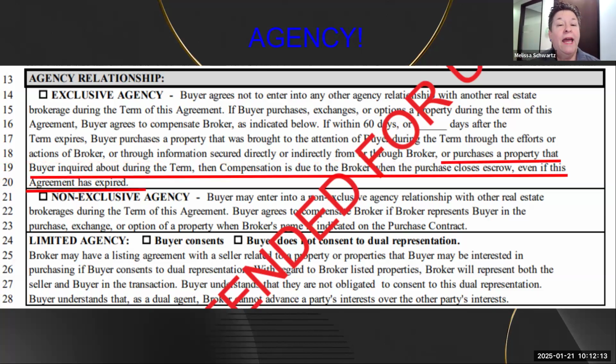It's the top part. Oh, hey, under exclusive agency, I thought this was an interesting change. Or purchase a property that buyer inquired about during the term. Inquire. Wow. So who is that going to put the responsibility on to know if they inquired about it? And how are you going to track that? Well, this is the buyer's agent, but how is the buyer's agent going to track that?